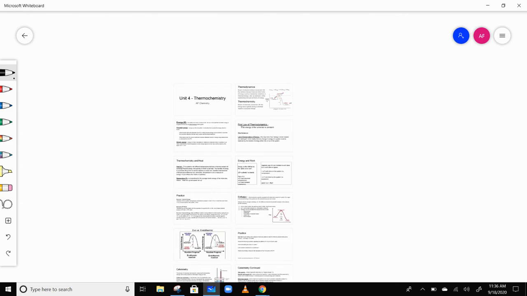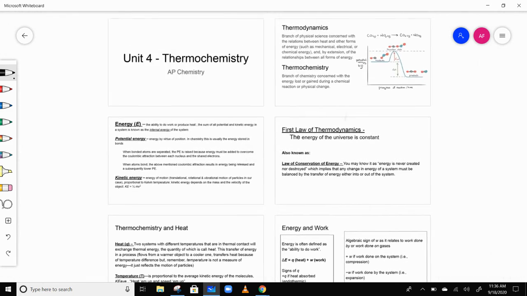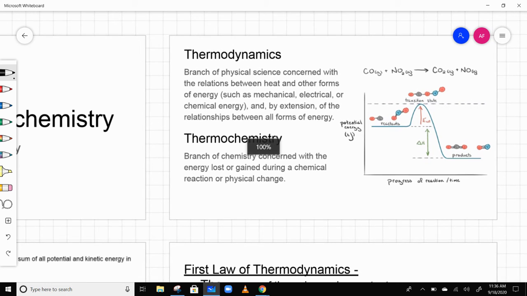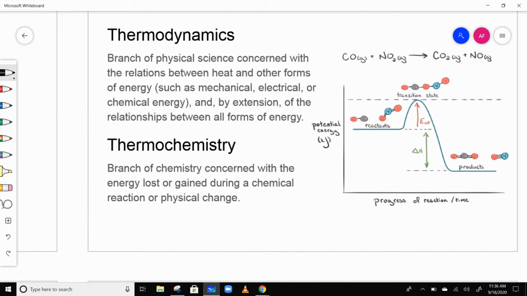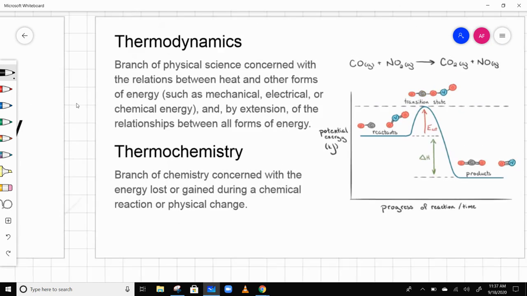Okay, so again, this is thermochemistry. Really, there's two different words we can use to describe it. Thermodynamics is one of the words. It's a branch of physical science. Usually when we talk about it in chemistry, we're really talking about thermodynamics: the relationship between heat and other forms of energy, such as mechanical, electrical, and chemical. And really, we're going to be focusing on chemical energy here, right? Transfers of chemical energy. So yes, thermochemistry is what we're mostly going to be focused on. Thermodynamics is the larger term that encompasses thermochemistry, but really we're talking about thermochemistry.